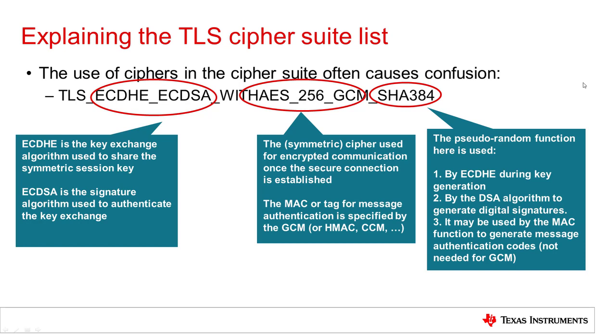Then finally we have the actual hash function, also referred to as a pseudo random function, and that can be used in a number of ways. It's used by ECDHE during key generation, and it's also used by DSA to generate digital signatures. Finally, if you're using a different type of MAC function, GCM does not need a hash, but there are other MAC functions that do require a hash. If you selected one of those, then it would use SHA-384 here to help generate the MACs.